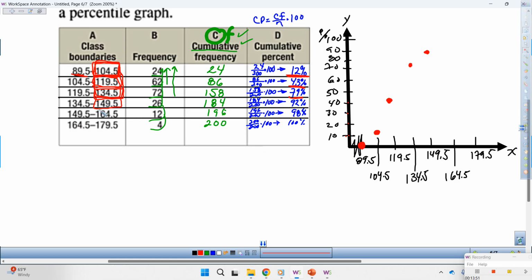164.5 corresponds to 98. Almost at 100. And of course, 179.5 is 100%. 179.5, 100%. Whoop. 100%. And connect your points.